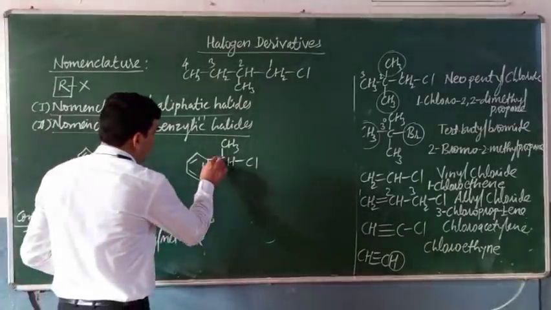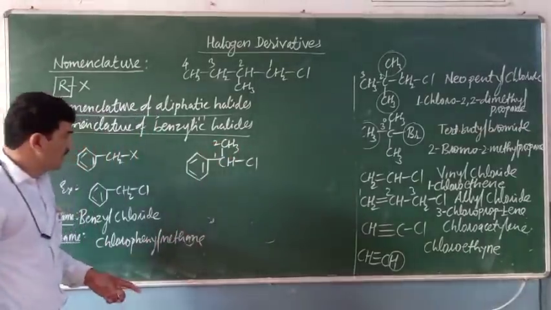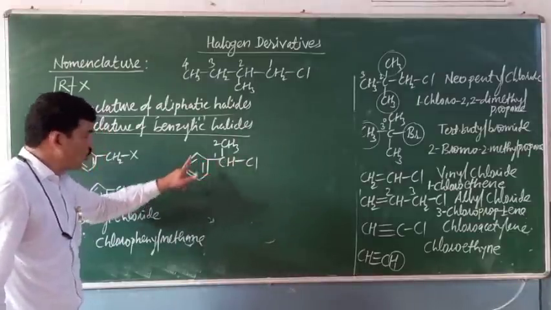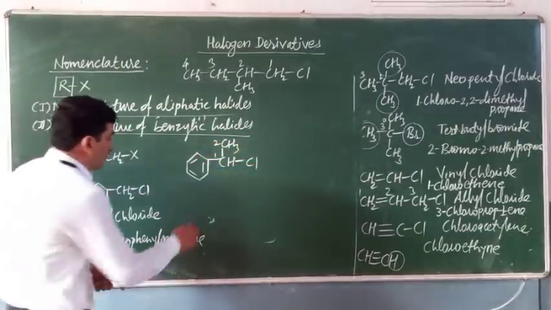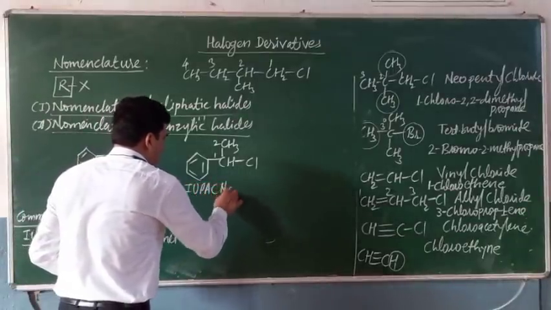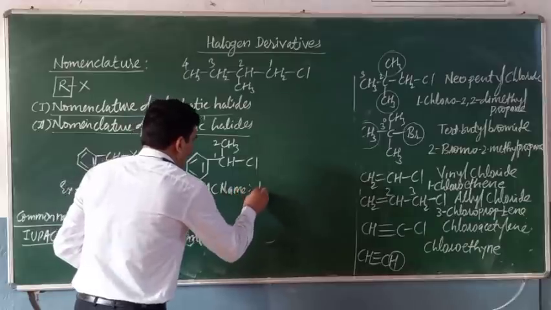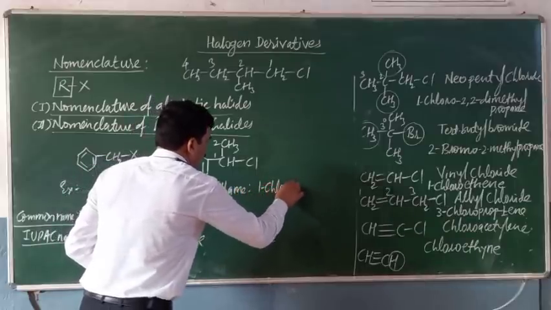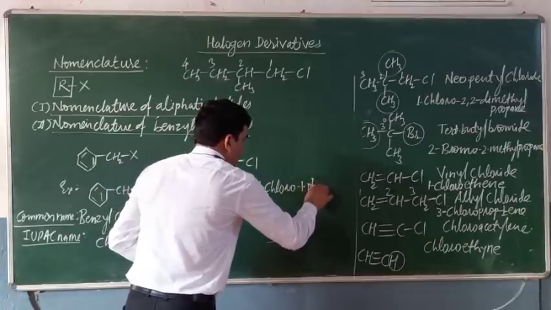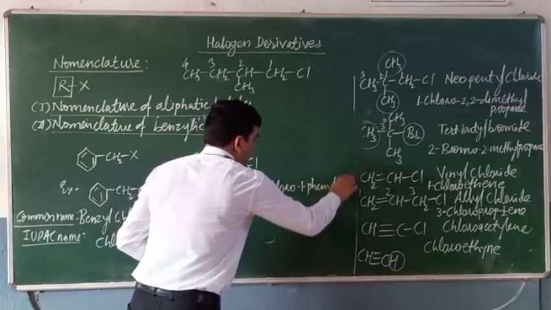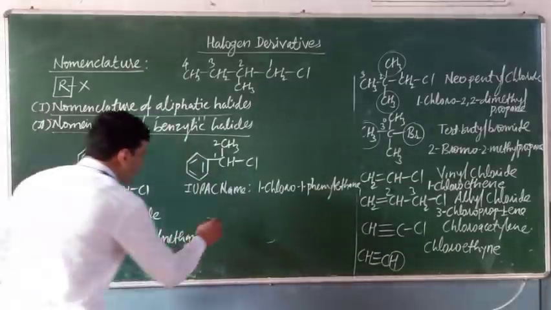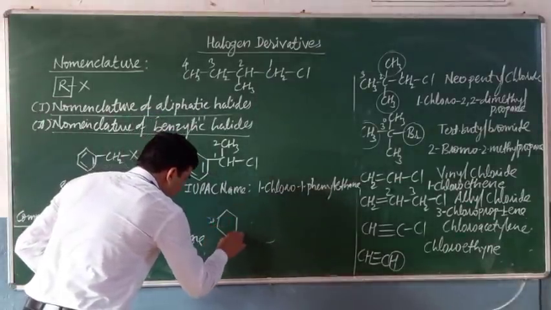Now, this will be the first carbon and this is the second carbon. Here, chlorine is attached to the first carbon. The phenyl group is also attached to the first carbon. Therefore, its IUPAC name will become 1-chloro, 1-phenyl, and the parent alkane is ethane: 1-chloro-1-phenylethane.